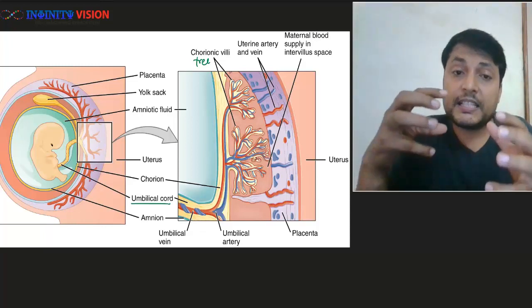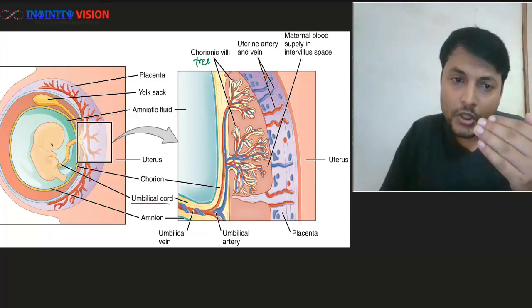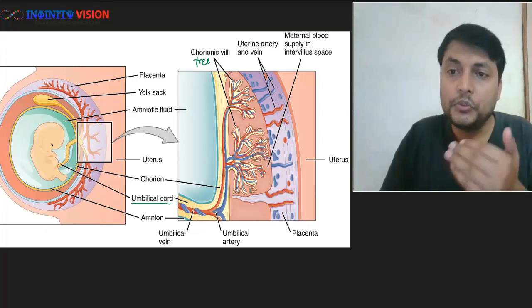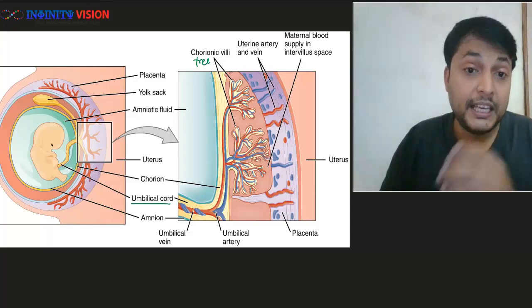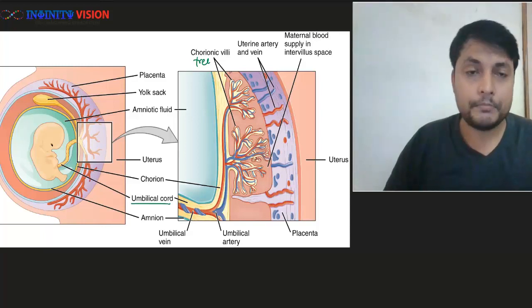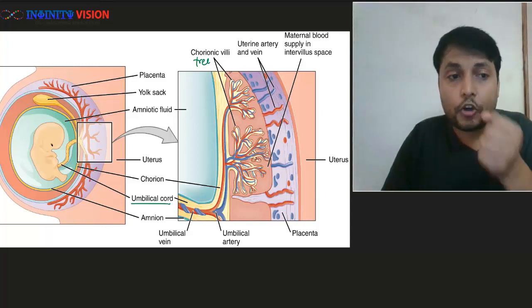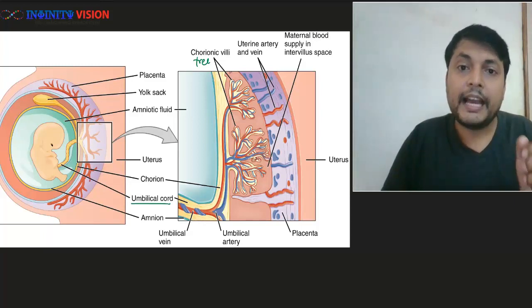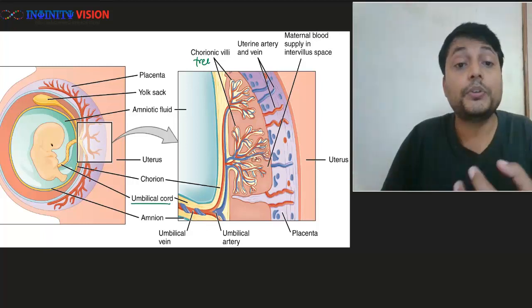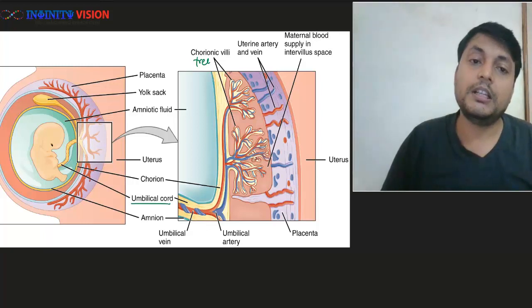Mainly, placenta is responsible for the transportation of O2, nutrients, other useful things, antibodies like IgA to the fetus from mother. At the same time, it is responsible for withdrawing the waste product such as CO2 and nitrogenous waste such as urea from the fetus into the maternal blood or maternal tissue.